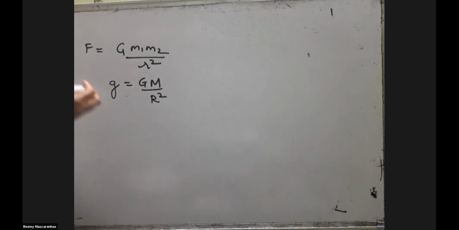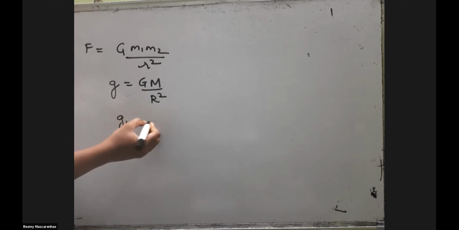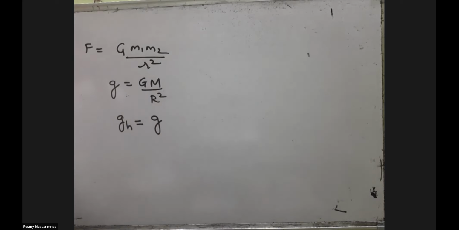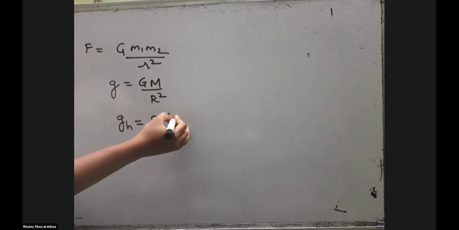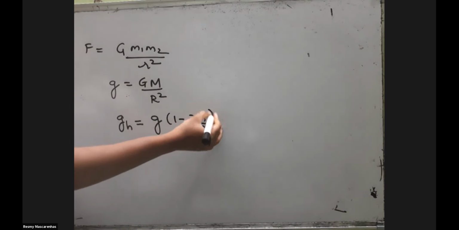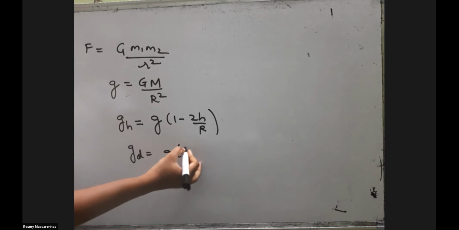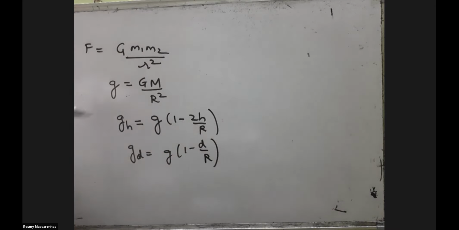Then gravity at a height we had derived. The effect of gravity, or acceleration due to gravity at a certain height, was g times 1 minus 2h upon r, and due to depth was g times 1 minus d by r. Based on this formula I had solved problems on the height and the depth.